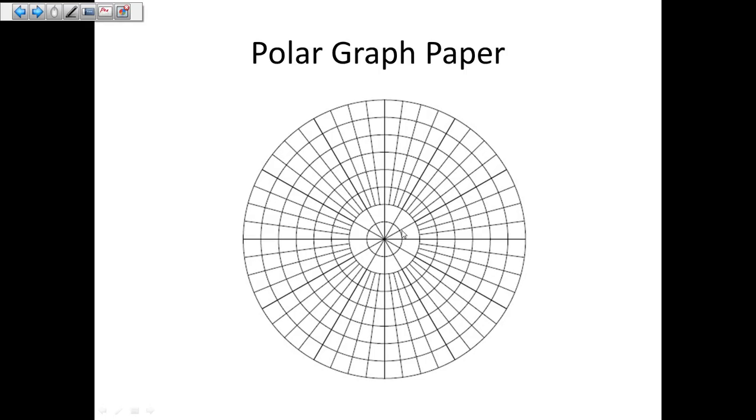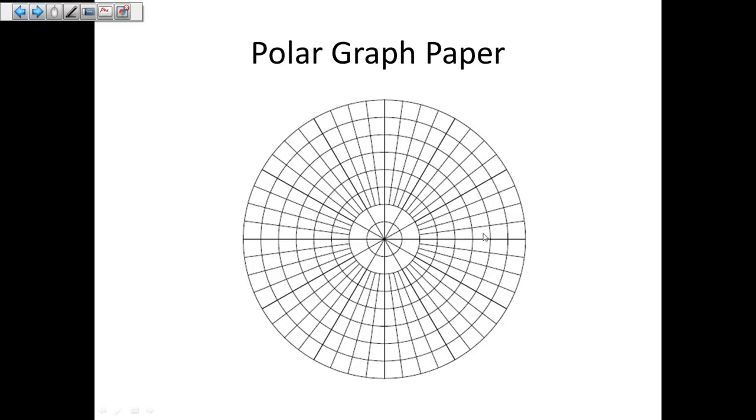So if we have a point that's 2 units away, it's got to be on this circle. If we have a point that's 3 units away, it's on this circle somewhere. If we have a point that's 2.5 units away, it's got to be in between the two somewhere. And then these obviously represent angles. This should look a lot like the unit circle, except with a whole lot more circles.